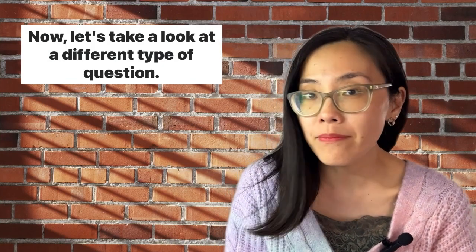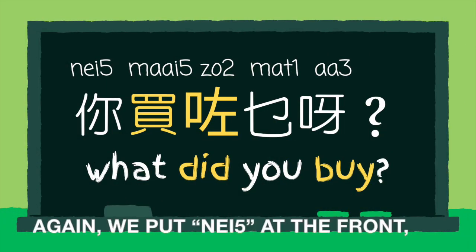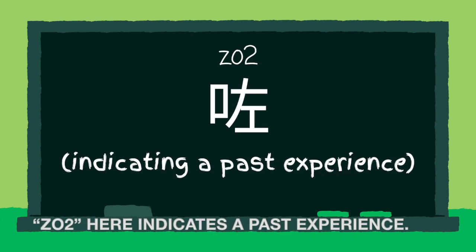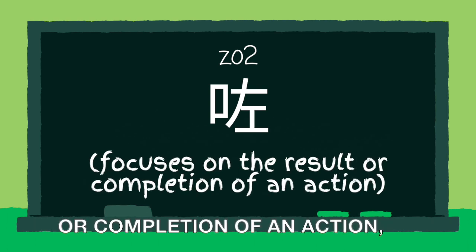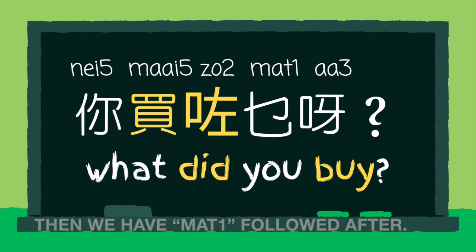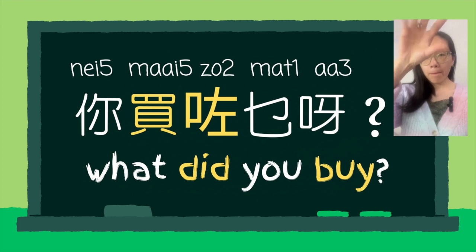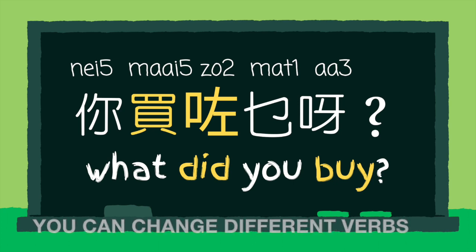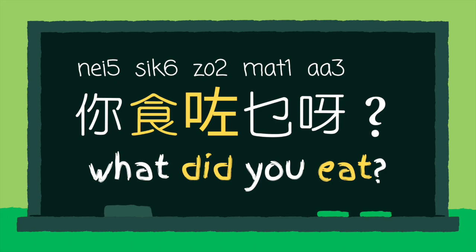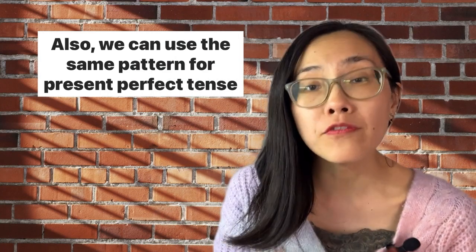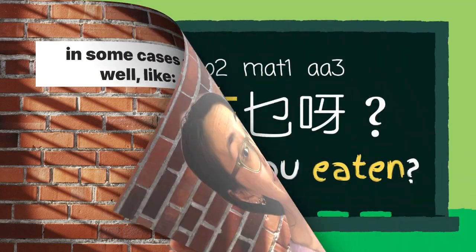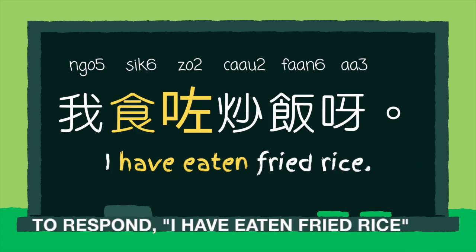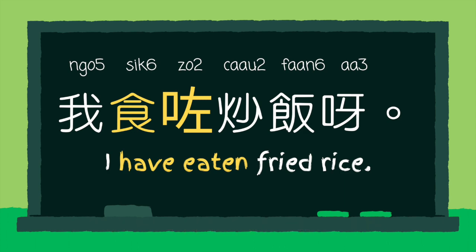Now, let's take a look at a different type of question. What did you buy? Again, we put 你 at the front, then we put 買咗. 咗 here indicates a past experience, and it focuses on the result or completion of an action. Then we have 乜 followed after. 你買咗乜啊? With this type of question, you can change different verbs and create a new question. For example, 你食咗乜啊? Also, we can use the same pattern for present perfect tense in some cases as well, like 你整咗乜啊? 你煮咗乜啊? To respond, I have eaten fried rice as an example, we can say 我食咗炒飯啊.